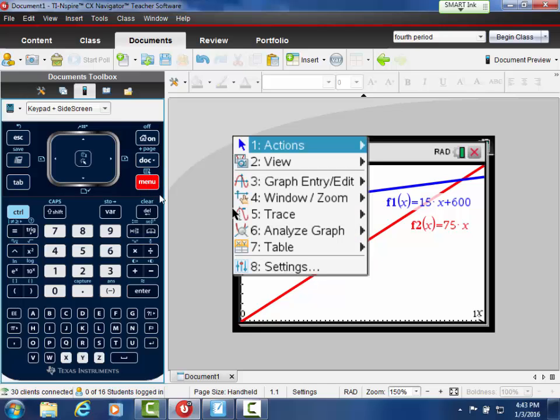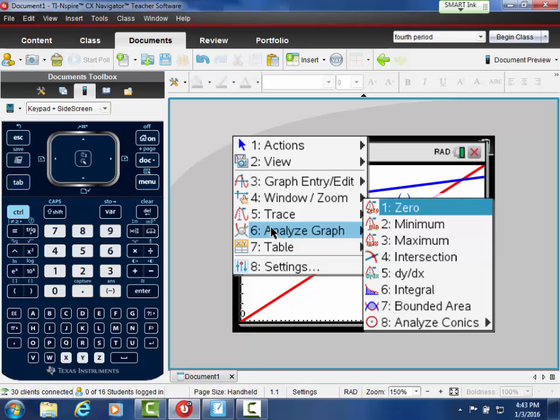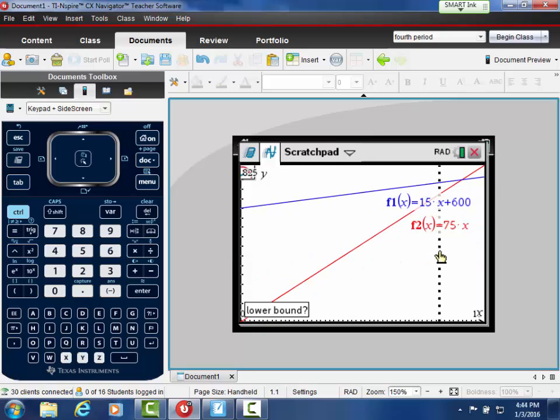If we do menu, and then we're going to analyze the graph, we're going to find out where these two lines intersect. So we're going to come over here to the left and hit enter. Then we come to the right of the intersection point and hit enter. And you see it's showing us our point is 10, 750, which is what we also found from our table.